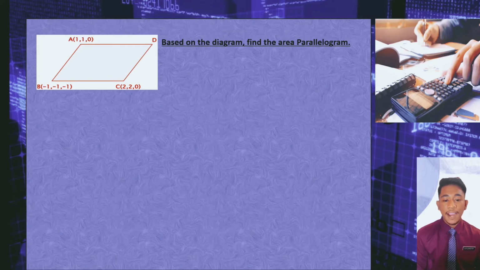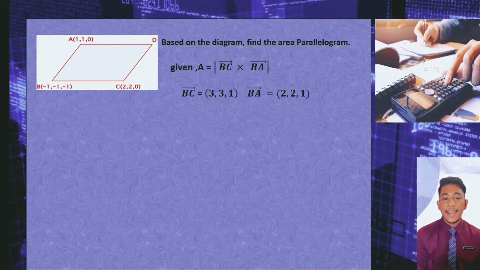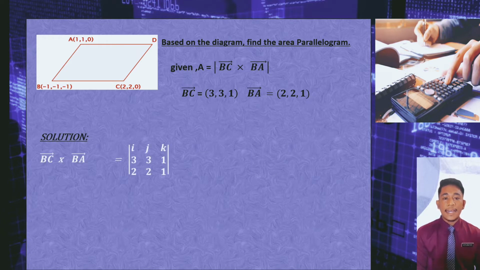Based on the diagram, find the area of the parallelogram. Given A equal modulus BC times BA, BC equal 3, 3, 1 and BA equal 2, 2, 1. And the solution is BC times BA. Arrange the following equations according to the arrangement method set using specific symbols i, j, k. Arrange the following equation in the form of rows. For example, the first row we can insert the BC equation, that is 3, 3, 1, and the second row we can insert the BA equation, that is 2, 2, 1, to facilitate the search for a solution to this equation.